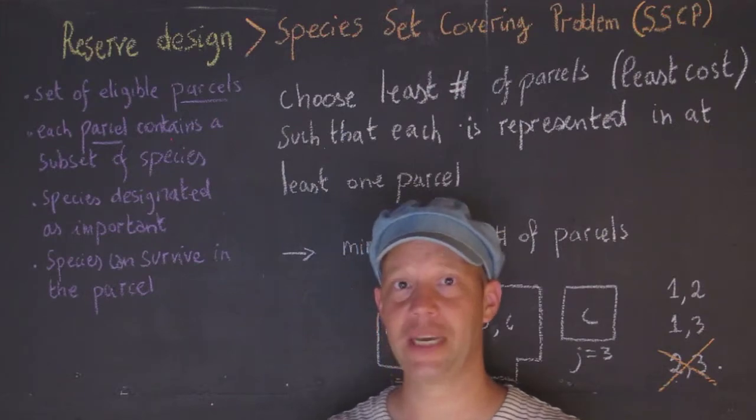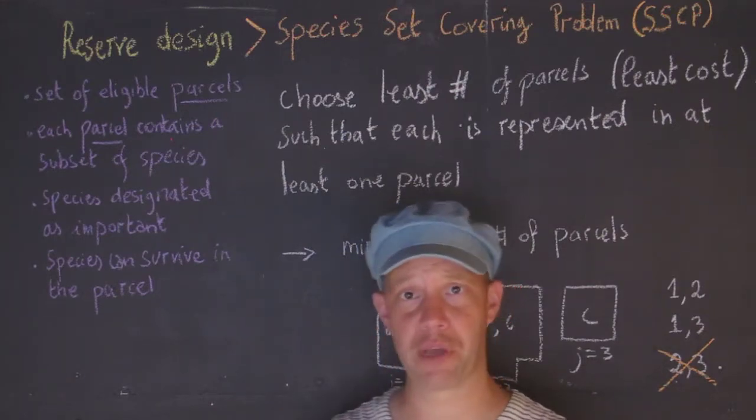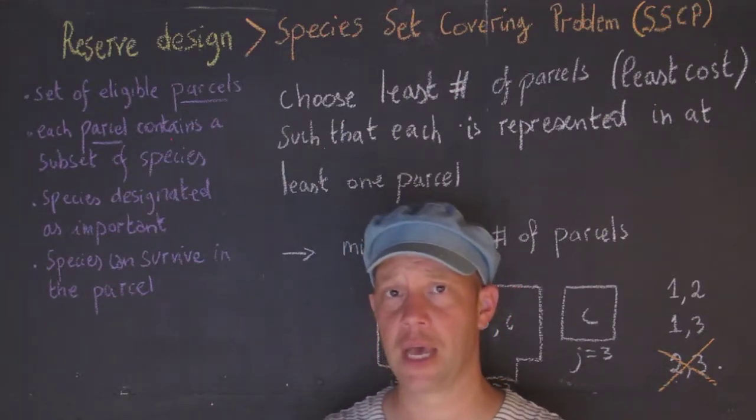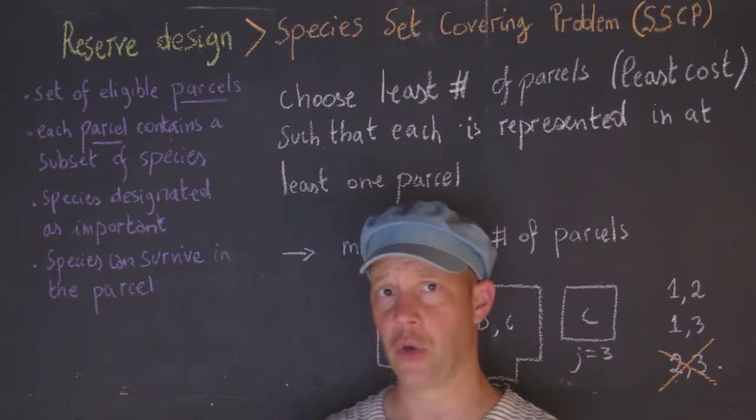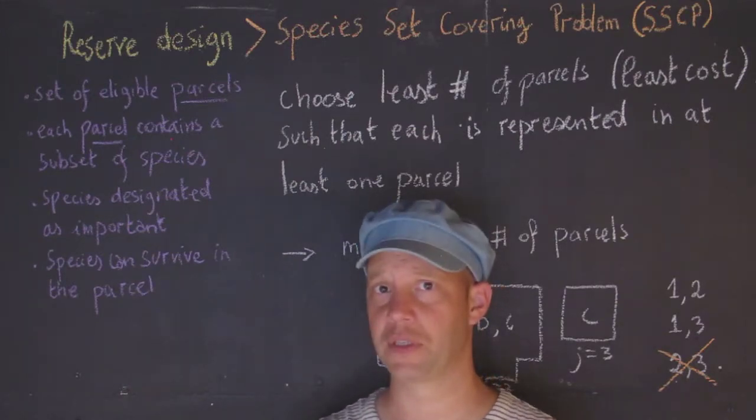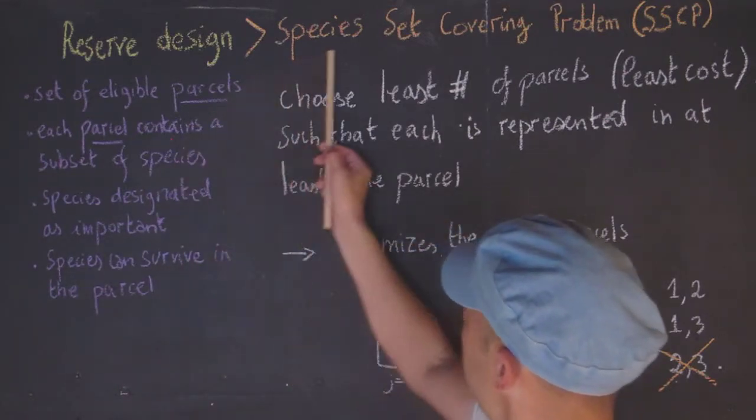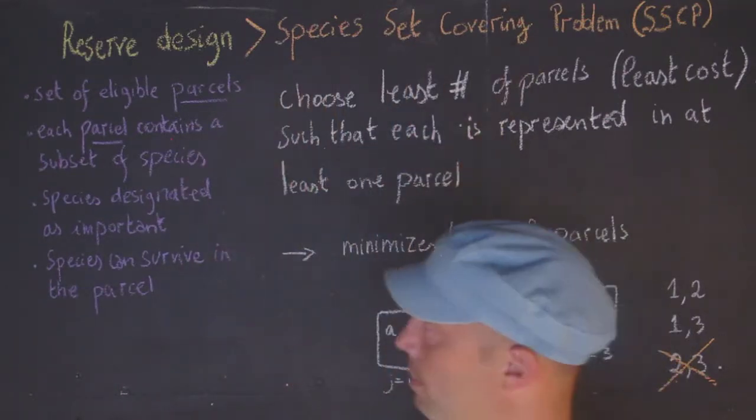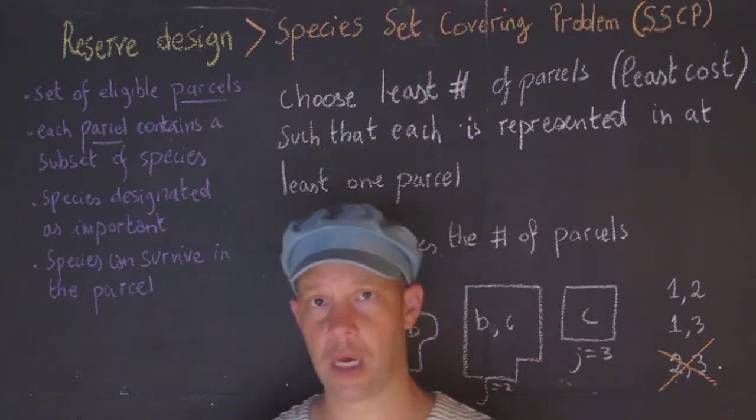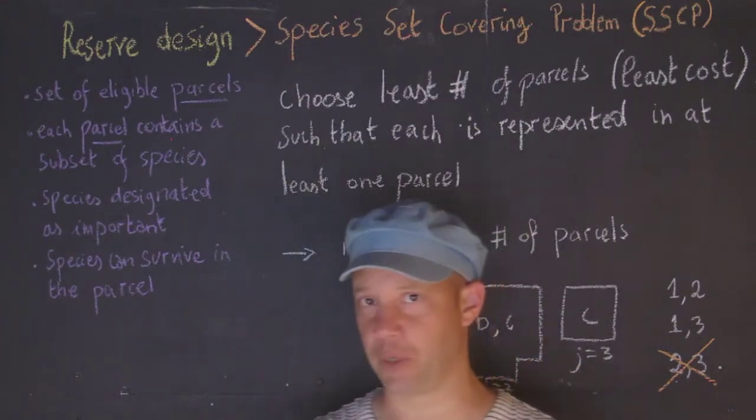Welcome back. Today I'm talking about reserve design, which is a very important topic in spatial optimization and has a lot of analogy with some of the covering problems that we discussed earlier. I'm going to specifically focus here on the species set covering problem. The main issue we have at hand is the following.